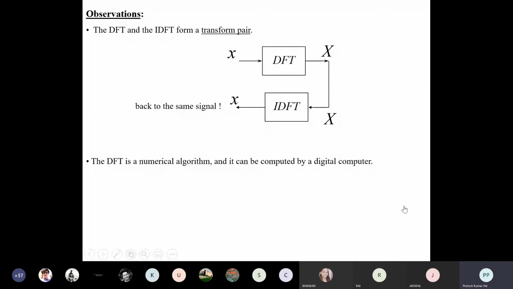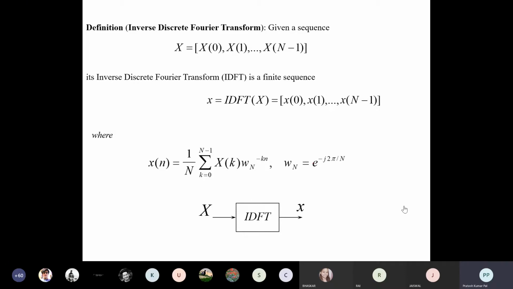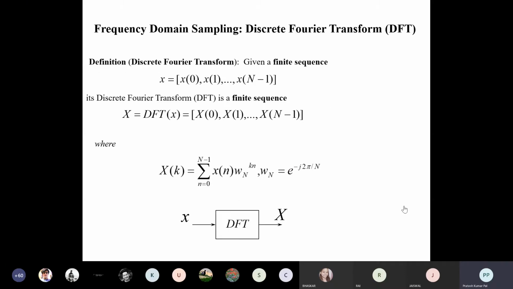Okay, so in the previous class, we have gone through the definition of DFT and IDFT, that how we can calculate DFT of a discrete time signal and how the IDFT can be calculated. Okay, so the basic formula we will see once again.